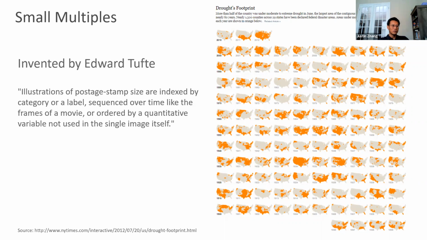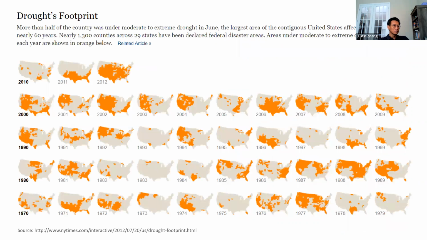On one page, the New York Times visualized over a century of droughts on a single page. So this is the magnified visualization for this small multiples to show droughts footprint in a whole century.